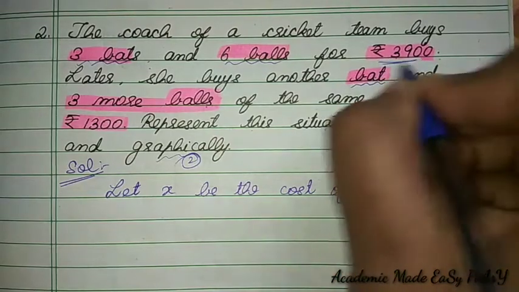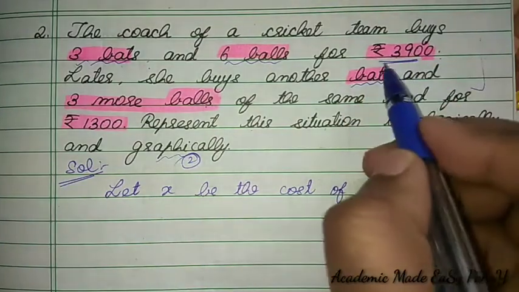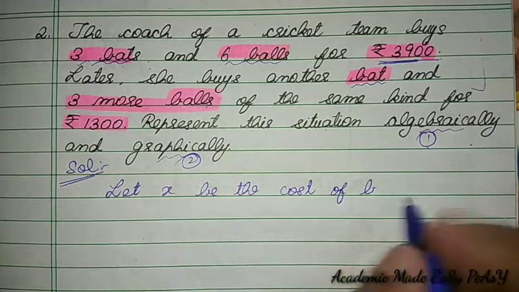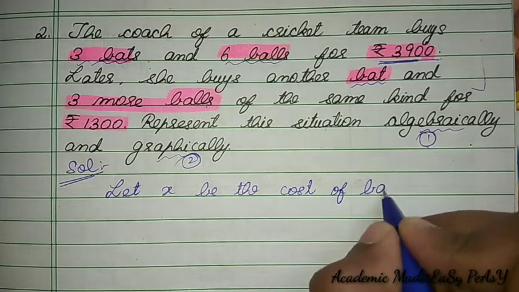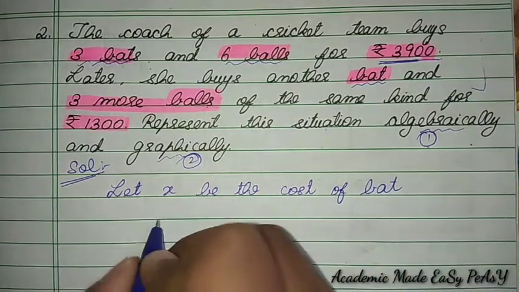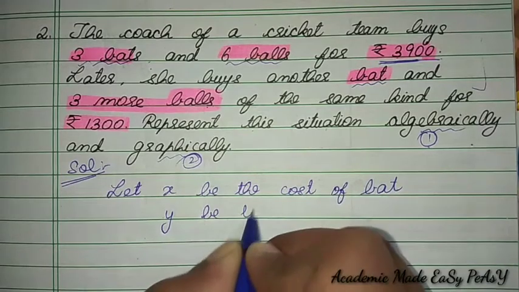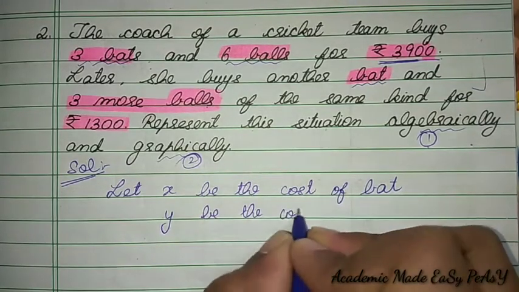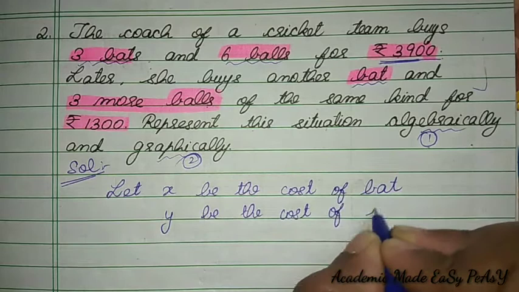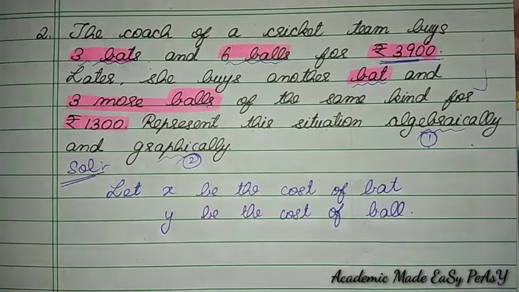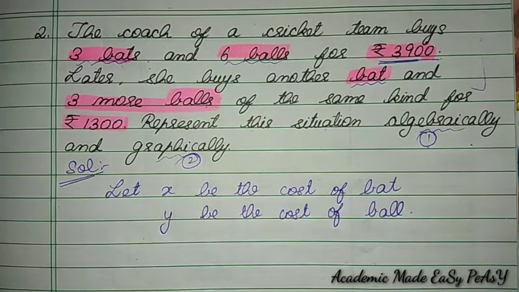Since cost is only spoken over here, I will be taking this as cost of bat, and y be the cost of ball. Okay, let x be the cost of bat and y be the cost of ball.